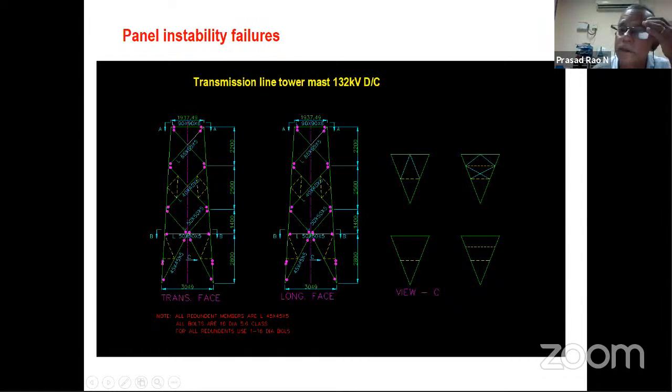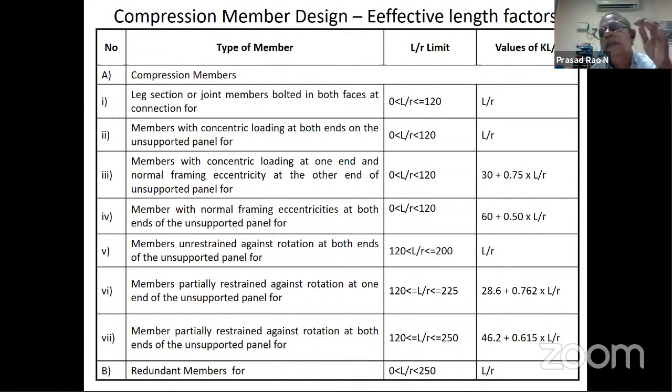And we have compression member design, effective length factors. Similar to IS 800, here also effective length factors are based on the end conditions and on the slenderness ratio. Suppose I have a leg member which is connected on both the flanges. The angles, the bracings are connected, and both the flanges are subjected to... equal to KL by R.